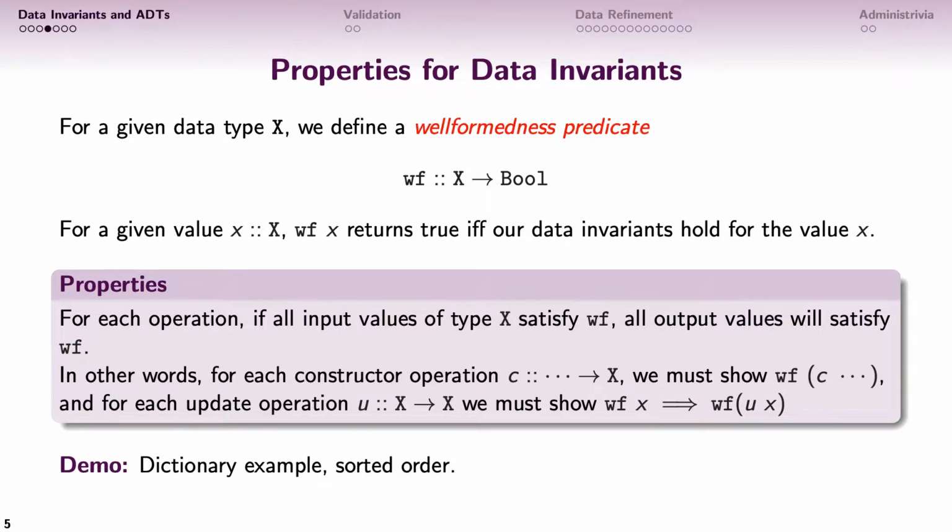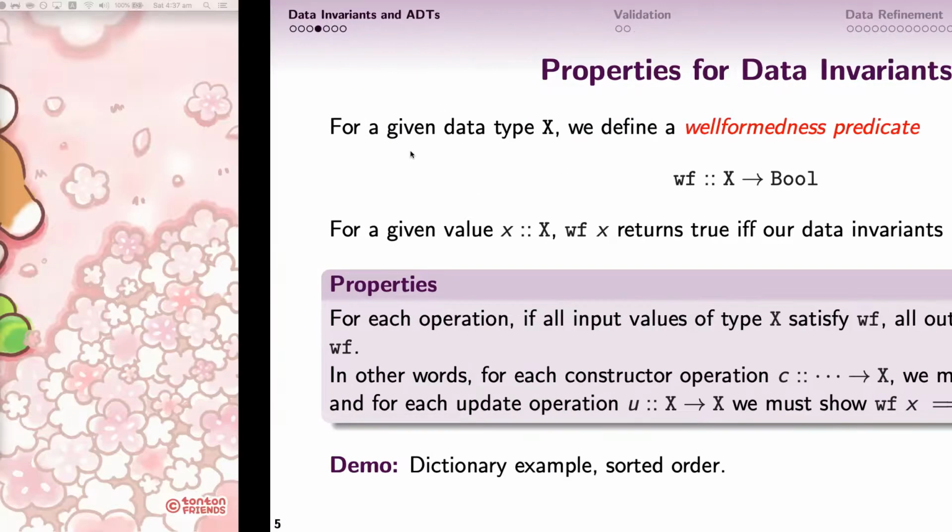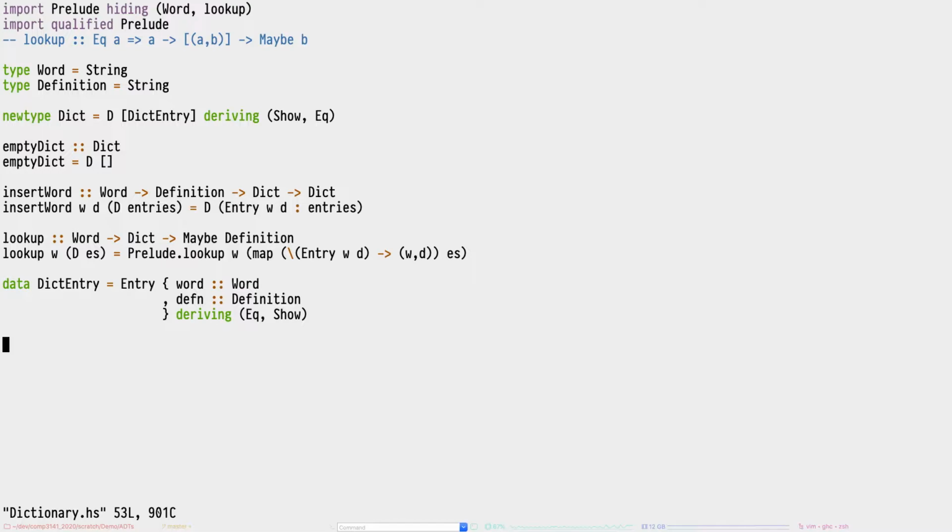So I will demonstrate this with the dictionary example. Let's go back to there. The well-formedness property that we want to say for our dictionary is that the dictionary with its entries is sorted, right? And what do we mean by sorted? Well, I'm just going to derive Ord here, because, well, actually we don't need to derive Ord. We're actually only interested in the words being sorted. Their definitions, if they've got two of the same word, then their definitions do not have to be in sorted order.